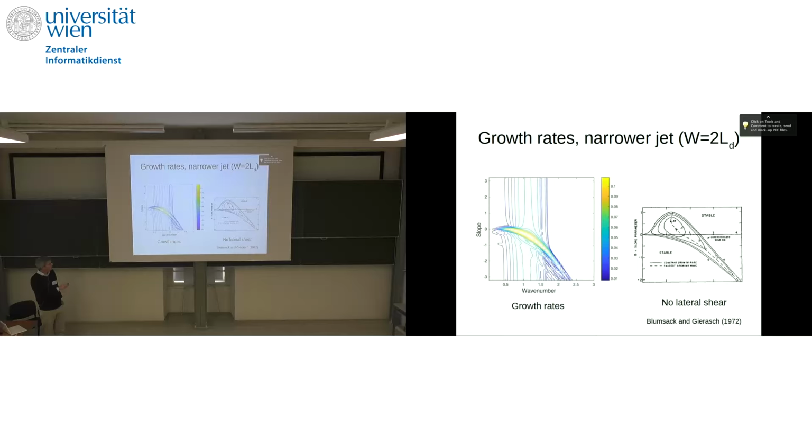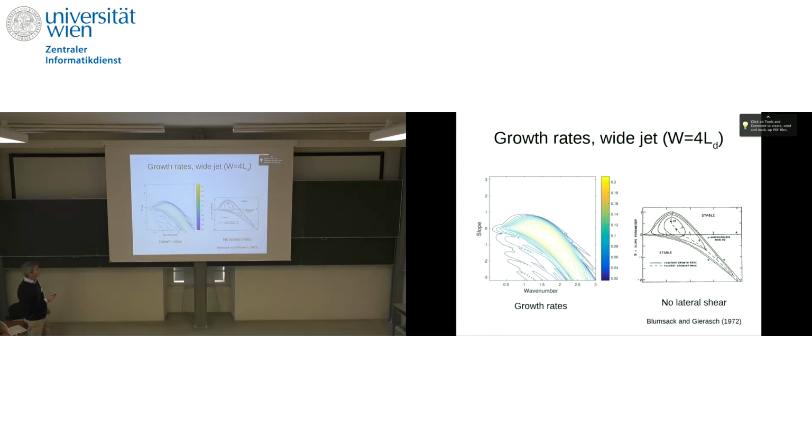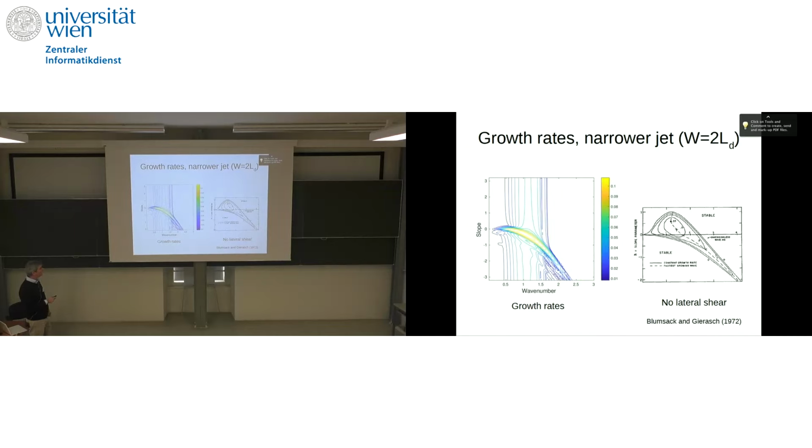But on top and below, you have these wings. Okay, so you have non-zero growth for slopes which are outside that range. Okay, so in this case, we would say we have a strong enough positive slope, we have no growth at all. Here we say if we have a strong enough slope, we still have growth. Okay, so something fundamentally is changing when you have a narrower jet.